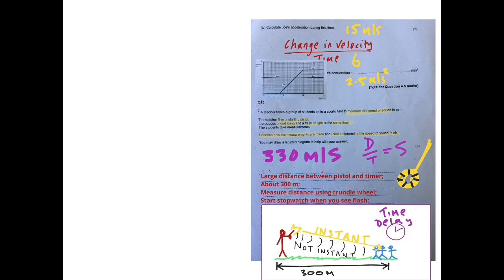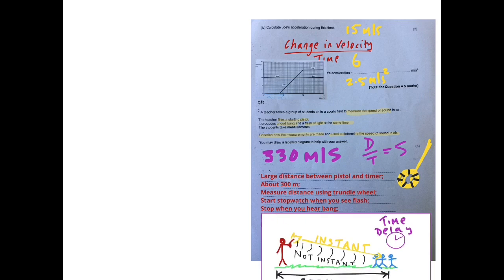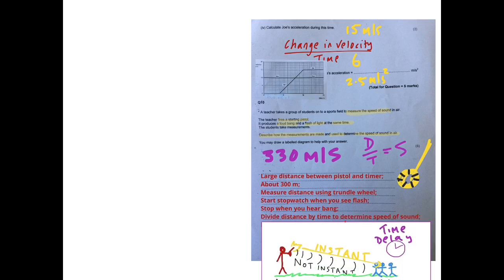Now, that's how we use the equipment to measure distance, so we're obeying every part of the question. Now about time. Start the stopwatch when you see the flash, and then stop it when you hear the bang. So once again, we've mentioned the equipment we're using and how we're going to use it. Then you divide distance by time to determine the speed of sound. So now we're basically showing how we calculate the speed of sound.